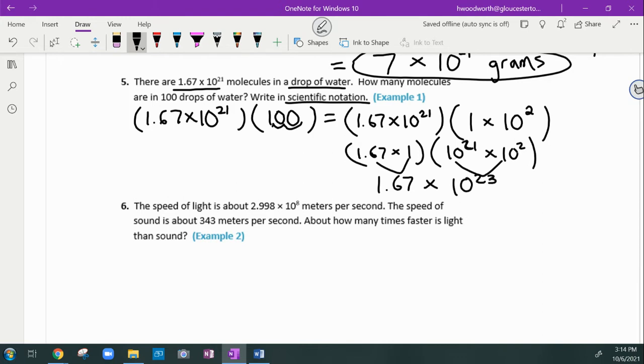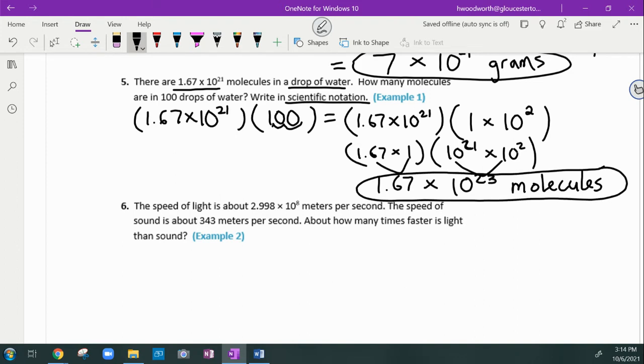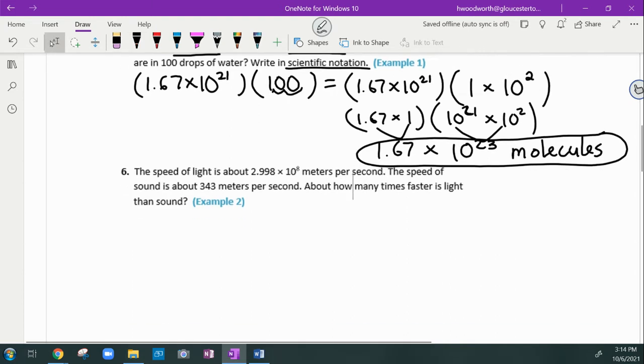Now, we go back to the problem, and it says, how many molecules are in 100 drops of water? So our answer is 1.67 times 10 to the 23rd molecules. Lots of molecules of water in a drop of water. Now let's go to the next one.